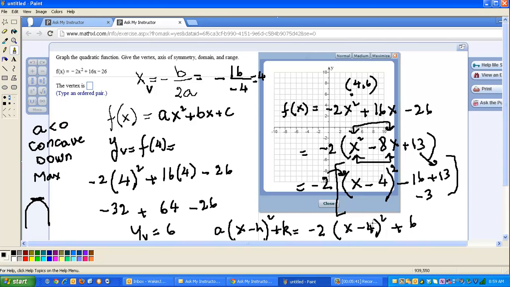Now comparing this completed square quadratic function to the standard form, a times x minus h quantity squared plus k, where h, k are the coordinates of the vertex, if you compare, you get h is 4, k is 6, which is exactly what we got here. So you can find the vertex either by using the minus b over 2a formula for the x coordinate, or you can complete the square and get to the standard form of the quadratic equation, and then this would be your h, this would be your k, which are the x coordinate and the y coordinate of the vertex.